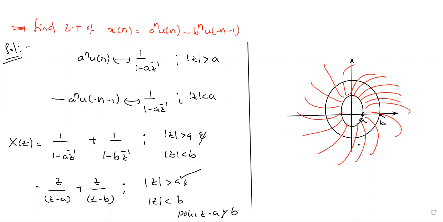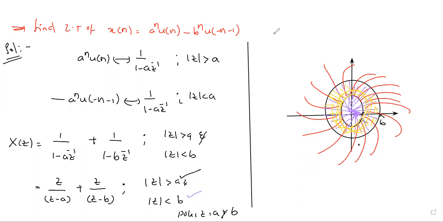Next, what is the next ROC we have? Mod z less than b. Less than b means inside of this circle. So where is the common ROC now? Is there any common ROC? First of all, observe this angular ring, whatever ring is there in between two circles, this is our common ROC. This region is our common ROC, isn't it?